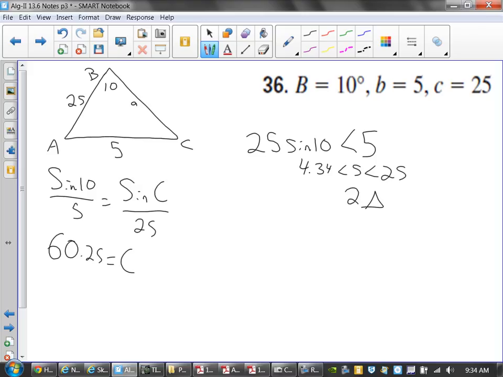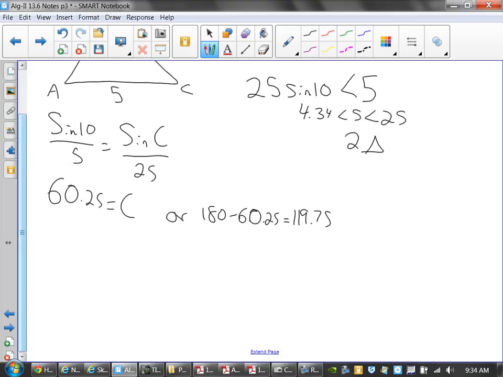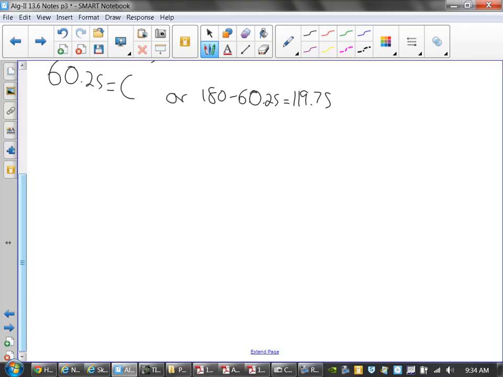Now, since I know that I'm going to have two possible triangles, I have found one angle to work with. The other angle is going to be 180 minus the 60 1/4, which is 119.75. So what's happening now is that you have two possible triangles. One of the triangles looks like this. And sometimes it's nice to draw it out if you want.